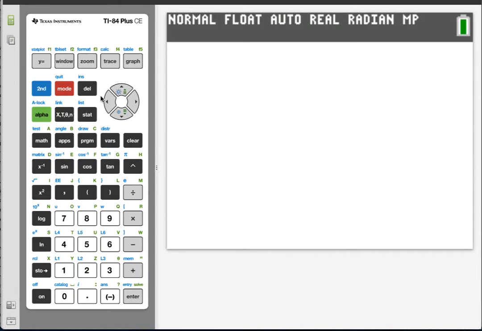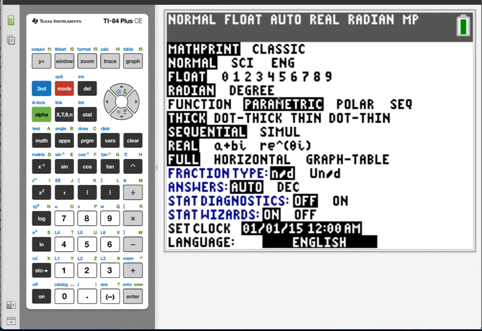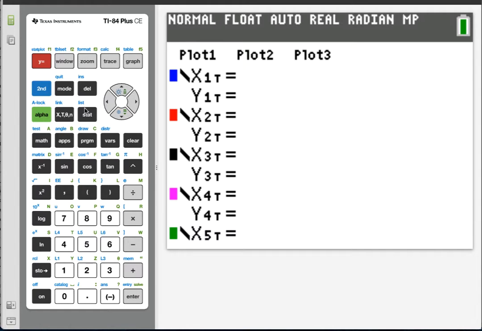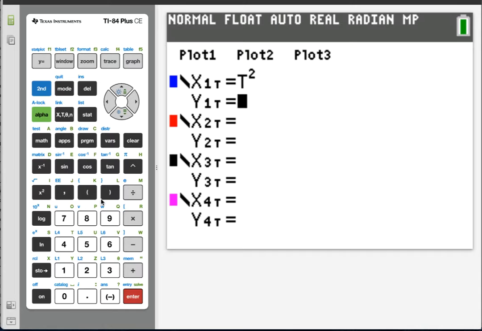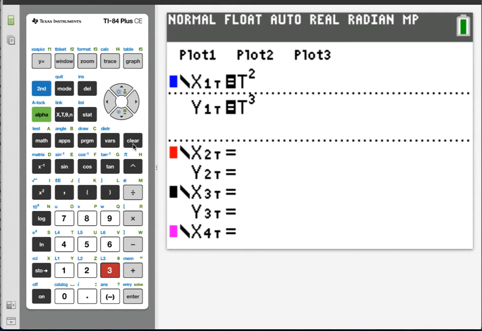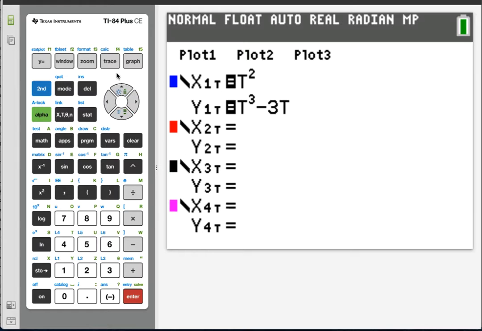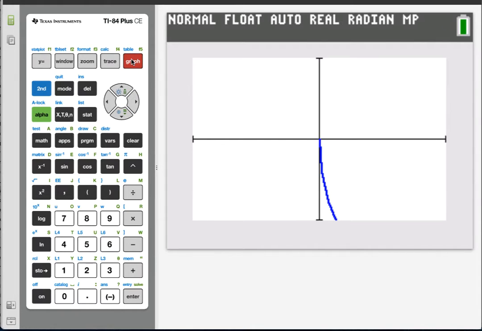What we're being asked. So I'm bringing up my TI calculator and I hit the mode key and make sure I'm on parametric mode, so that when I hit the y equals key, I'm going to plug in our equation. We had x equals t squared and we had y equals t cubed minus 3t. Alright, so now if I graph, here's that equation.